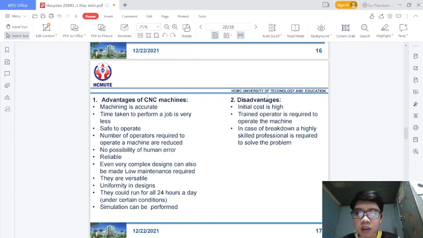Disadvantages. Initial cost is high. A skilled operator is required to operate the machine. In case of breakdown, a highly skilled professional is required to solve the problem.